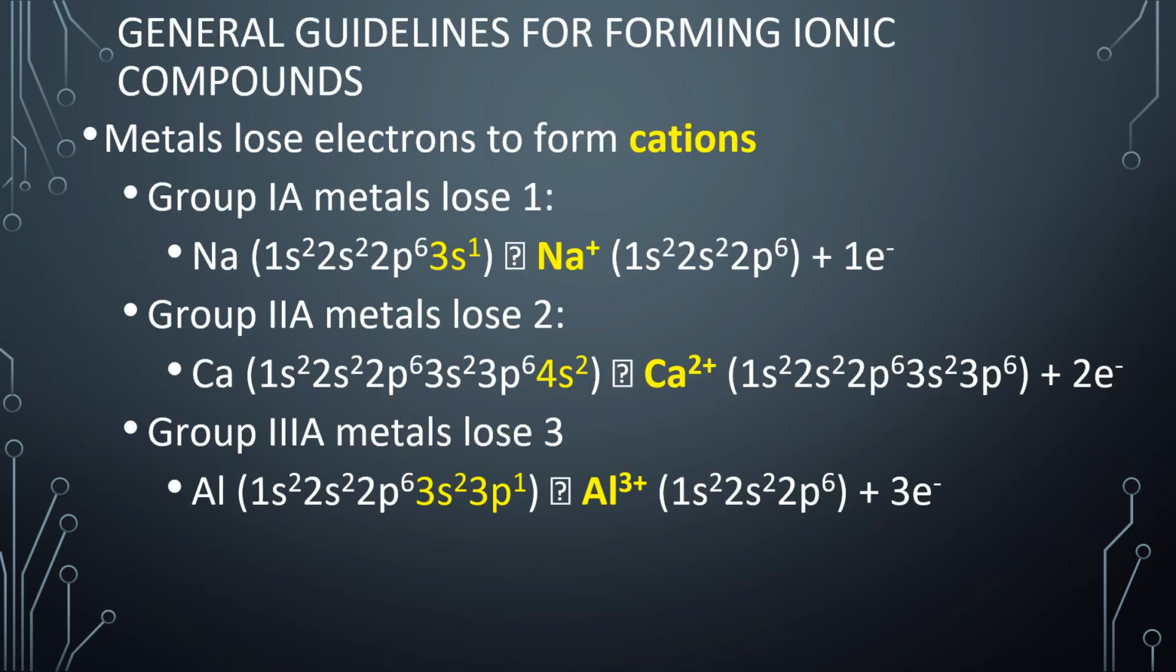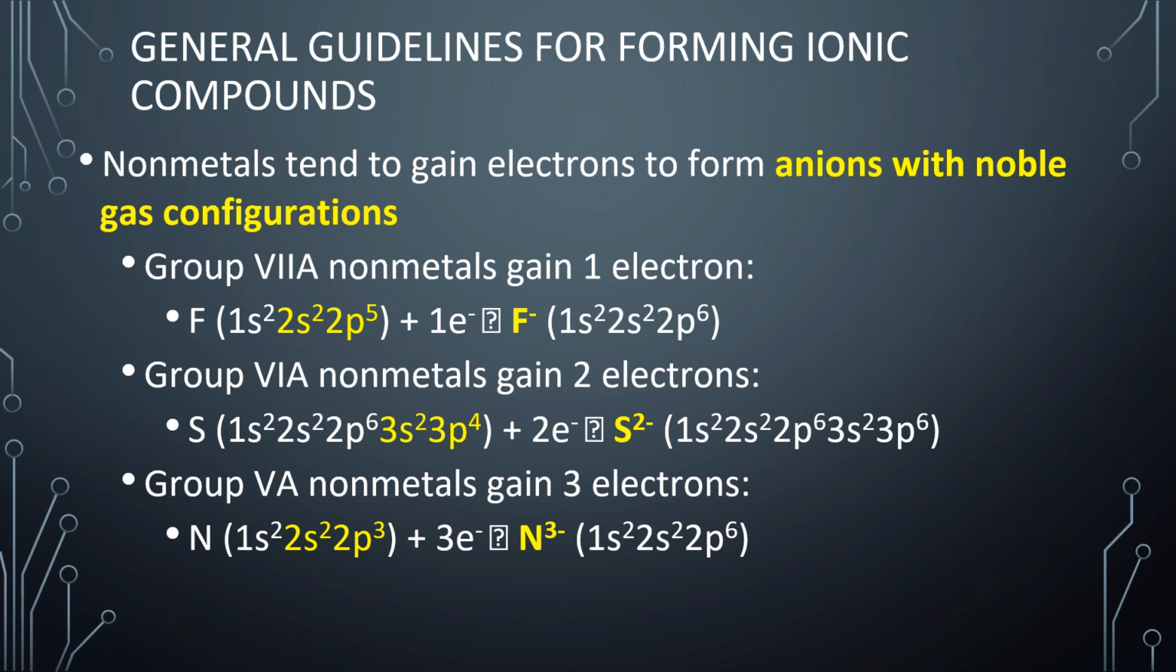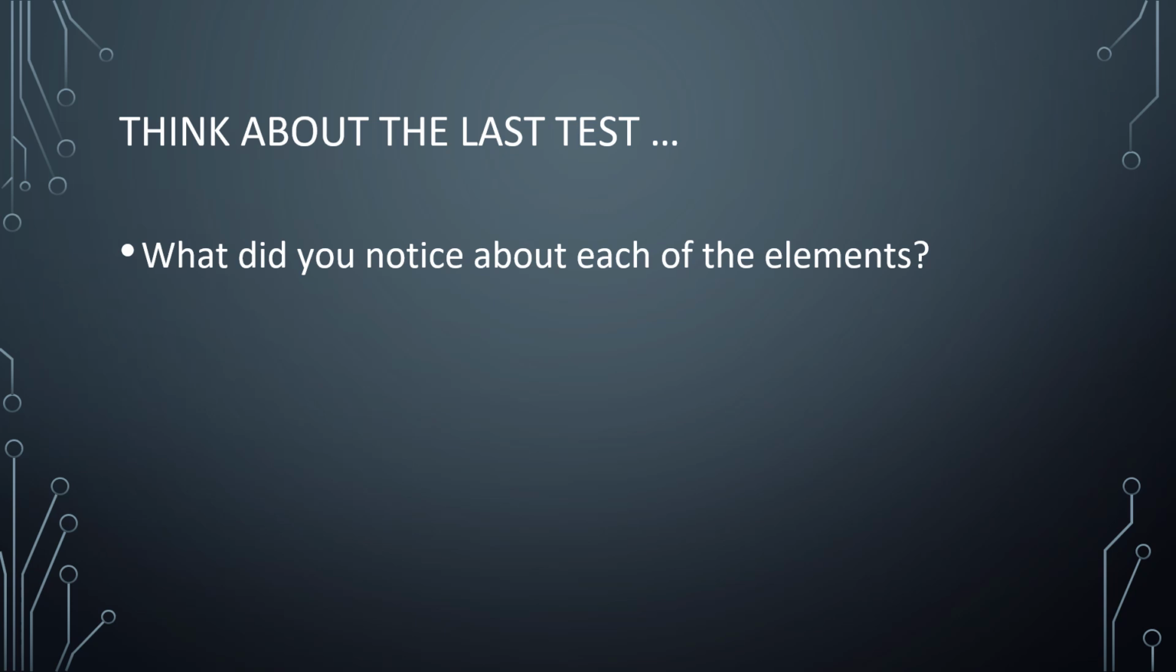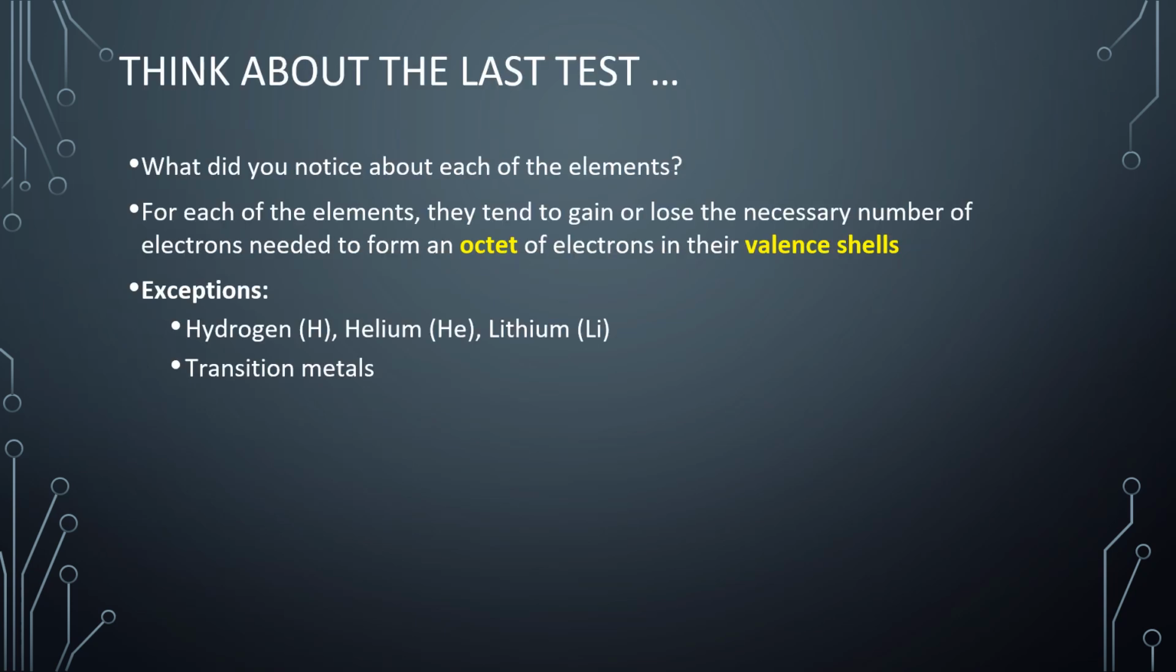So metals will lose electrons to form cations depending on how many it needs to fulfill its full valence shell. And nonmetals will gain electrons to get a full valence shell to behave like a noble gas. So all of these elements are trying to get a full octet. Some exceptions, like I said, to a full octet in the valence shell: hydrogen, helium, lithium, boron, beryllium, and transition metals.